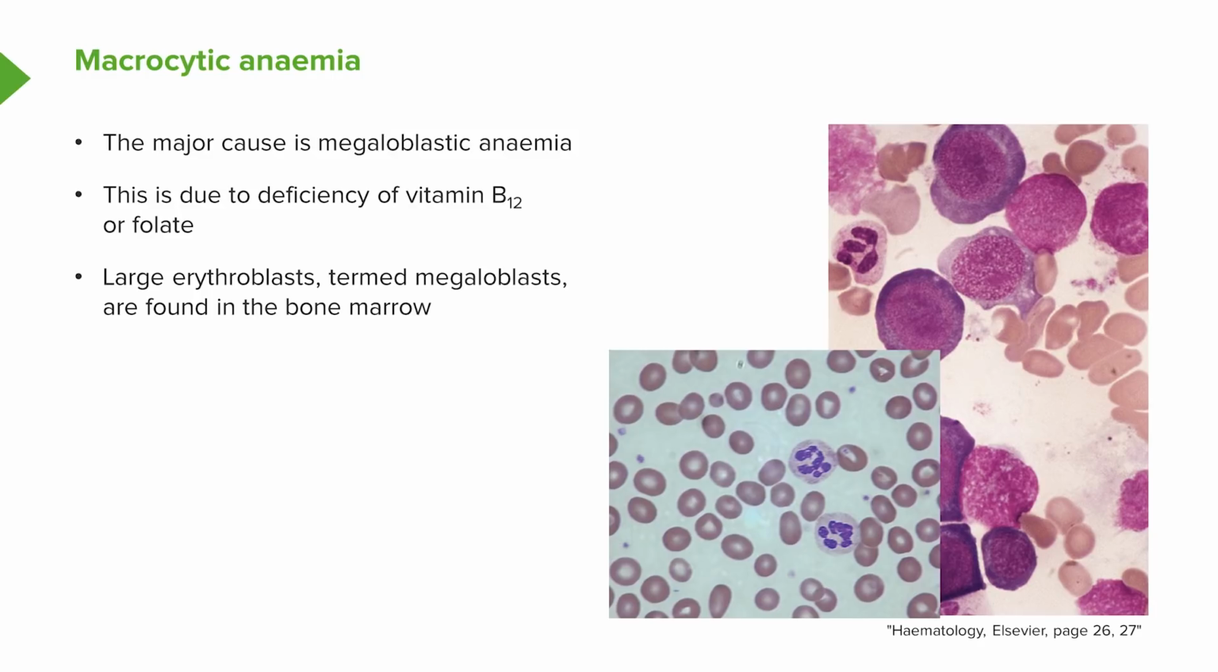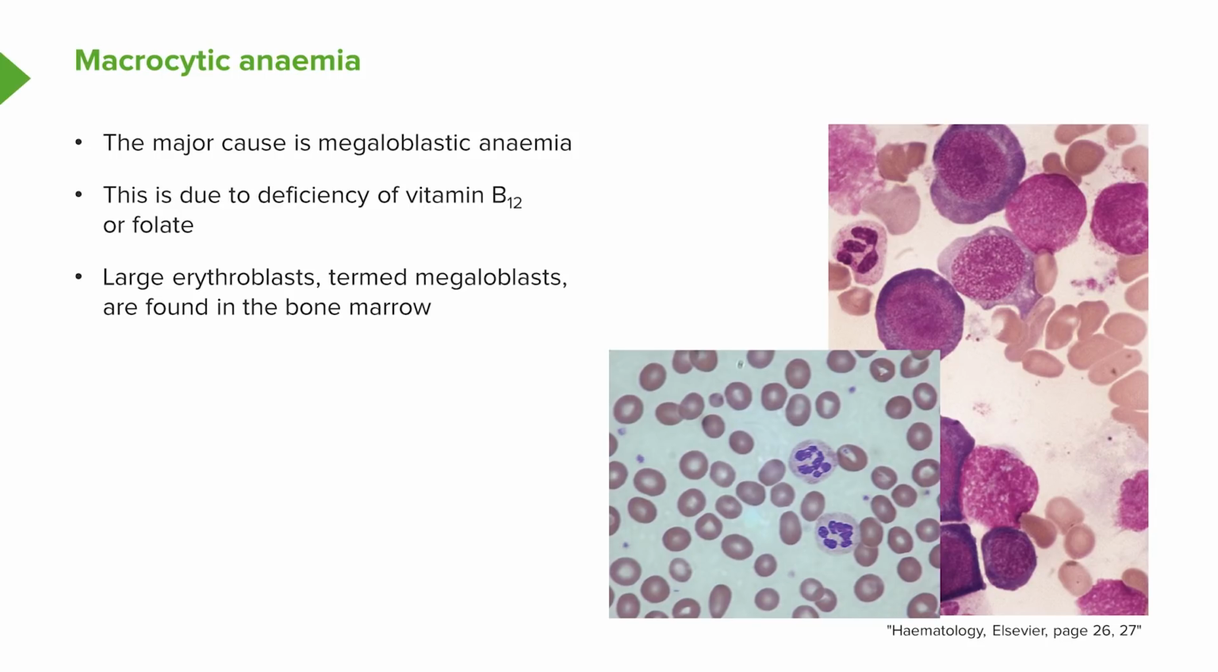Why are they large? Well, essentially, the vitamin deficiency here is limiting their ability to divide and replicate. So they're trying to expand and produce more molecules ready for division, but they simply don't make the final division. This is due to deficiency of vitamin B12 or folate.